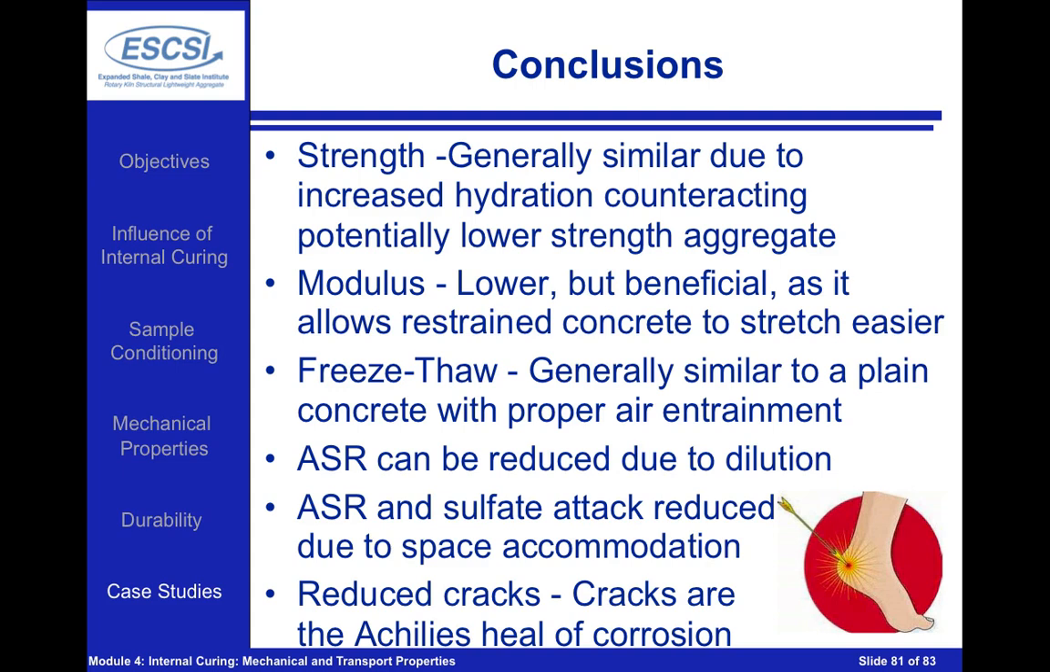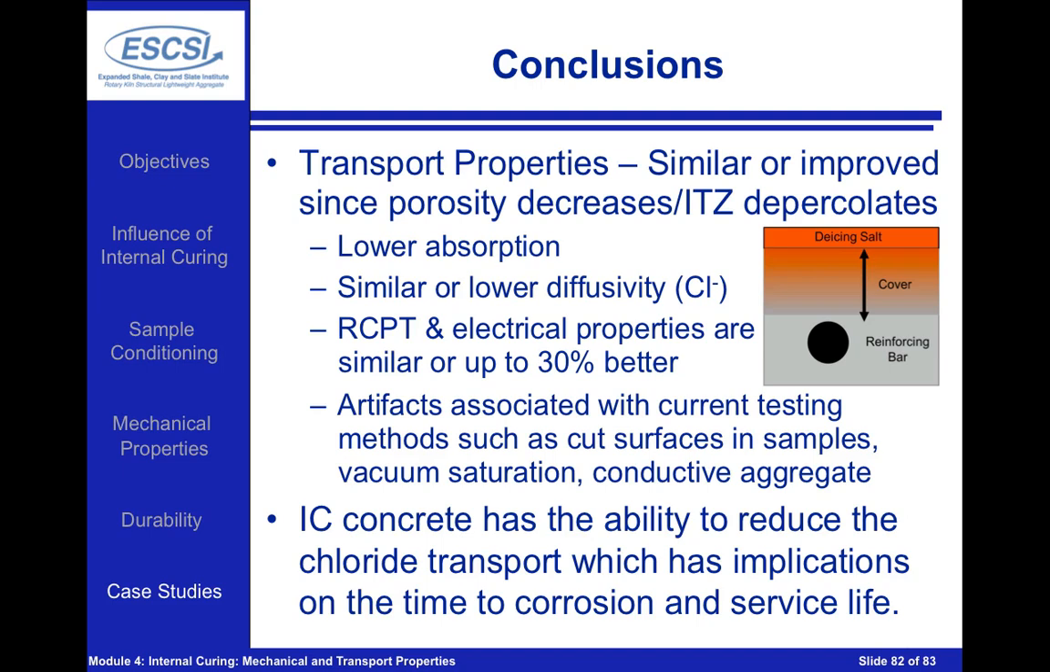The main takeaway, though, is internal curing is going to help to reduce shrinkage cracks, and shrinkage cracks are really the Achilles heel of higher performance concretes because these cracks can lead to corrosion. So by taking these out of the system, we can help to improve the service life of our concrete by reducing the cracks, which are going to provide a short circuit for chloride ions and other things to get to the reinforcing steel, so we can improve durability that way.